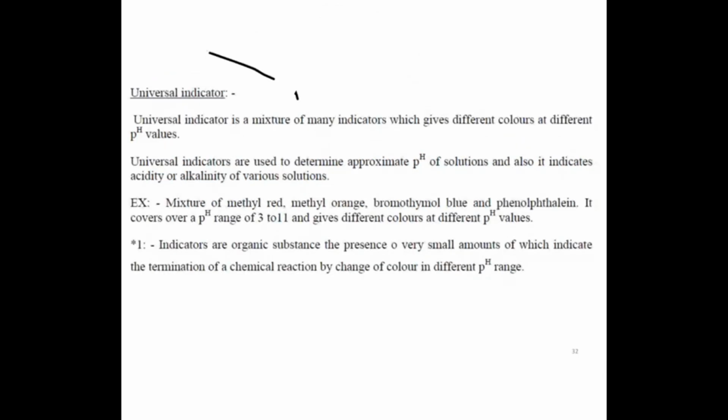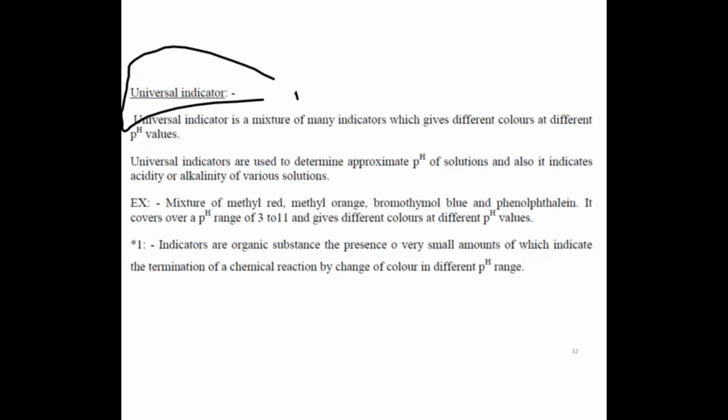And next is the universal indicators. Next topic is the universal indicators. Universal indicator is a mixture of many indicators, which give different colors at different pH values. So it will have different mixtures of indicators, means different indicators will be mixed together. So that can be denoted as universal mixture.